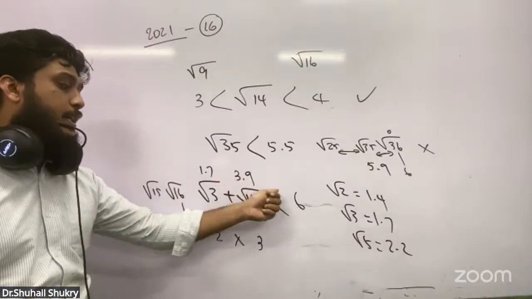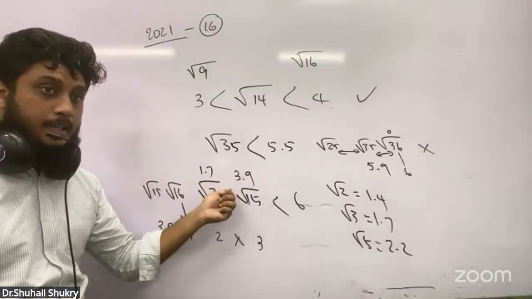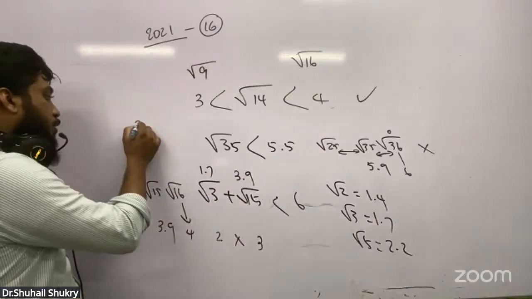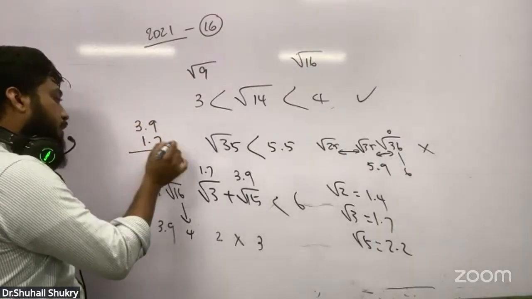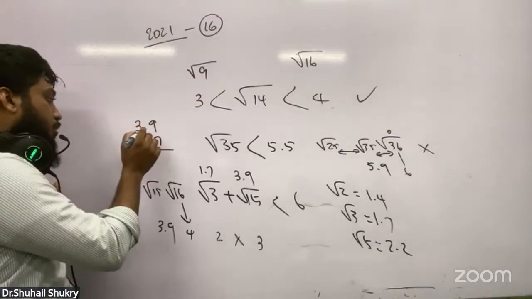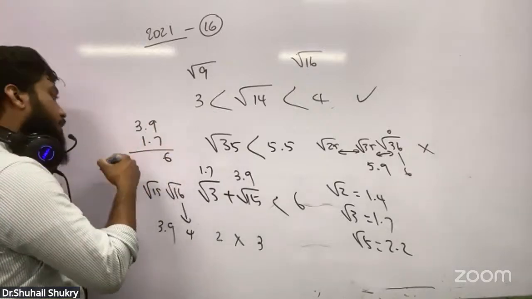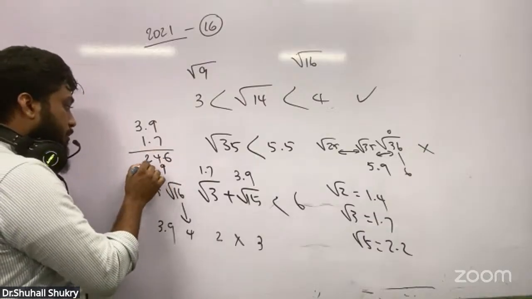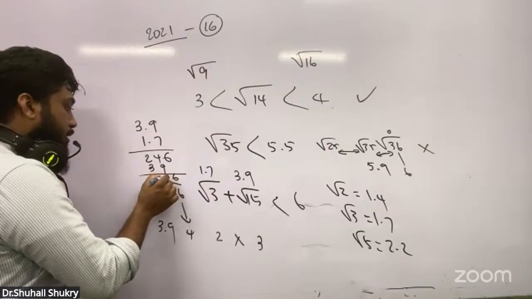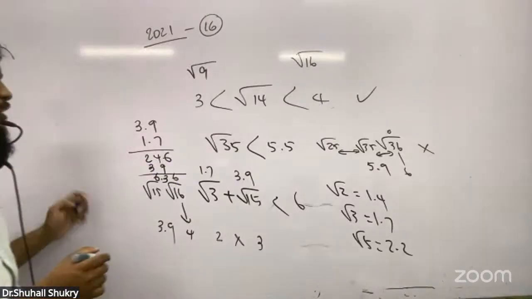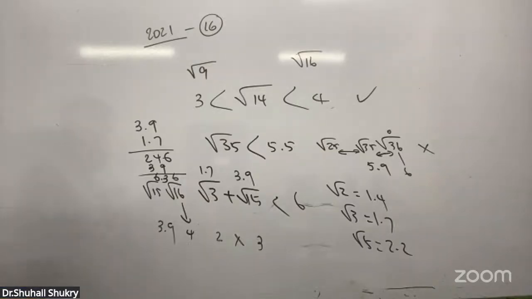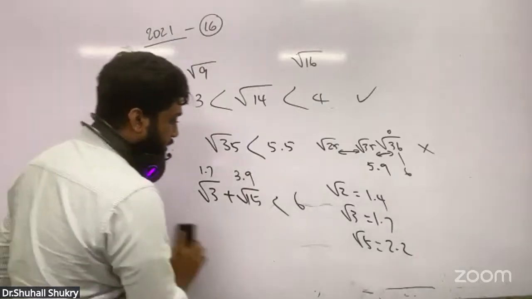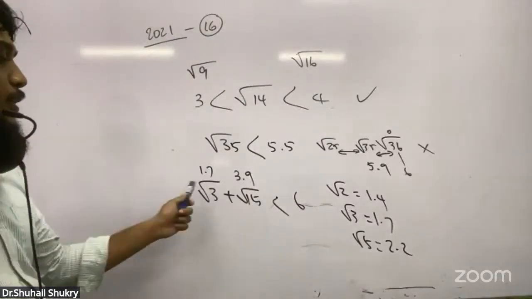Definitely this value should be greater than 6 or less than 6? Definitely greater than 6. By 4 into 2 you can multiply and see, 3.9 into 1.7. But definitely this value should be greater than 6. So you can see, 7 into 9, 63. 7 into 3, 21. Add and see, 6.63. Definitely it is greater. So you have no need to multiply. I just showed you for the understanding. So you can guess this value.